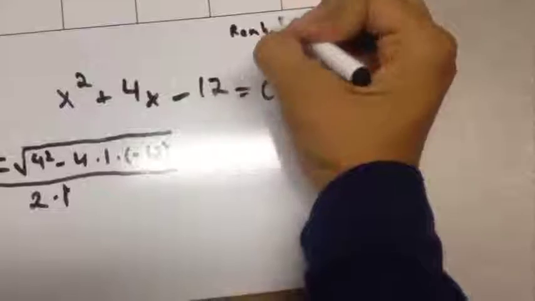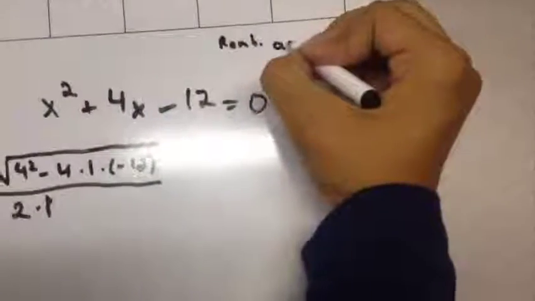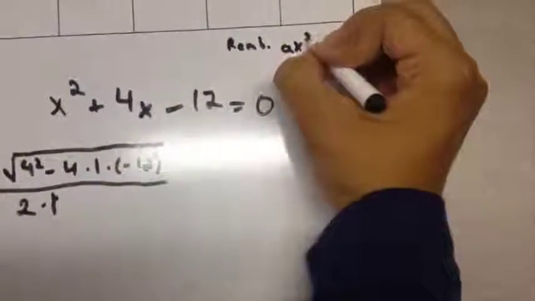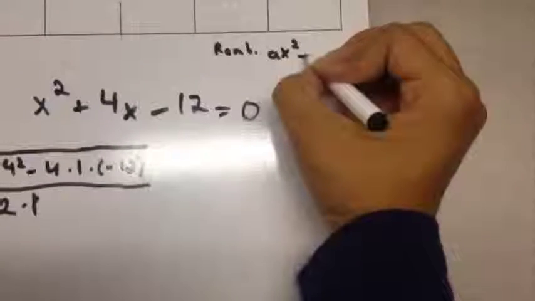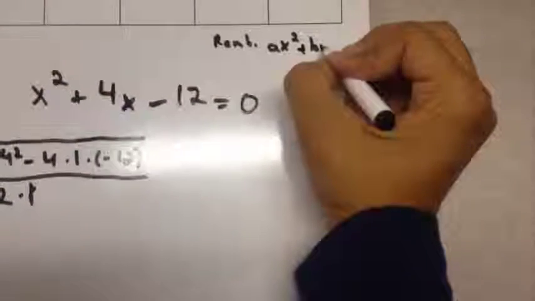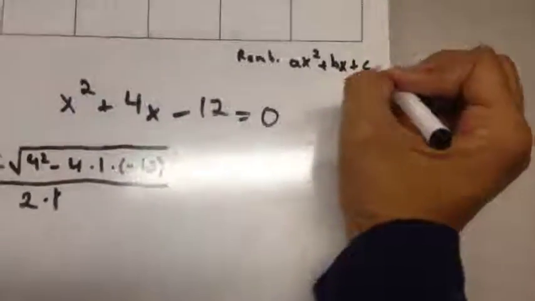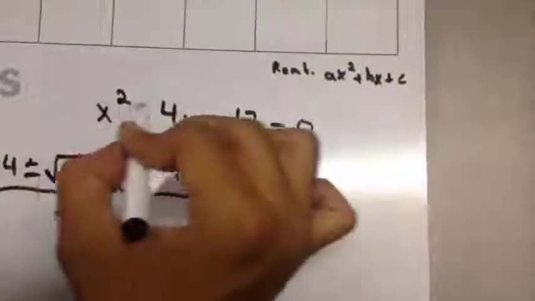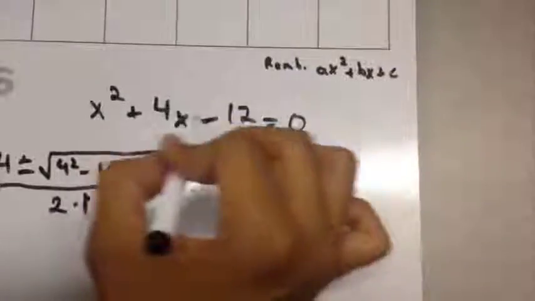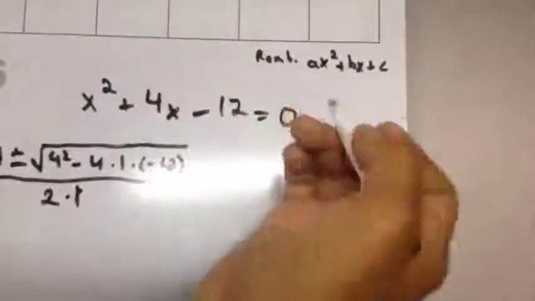Remember, we got to remember that ax squared plus bx plus c is the quadratic equation. That's what it looks like.